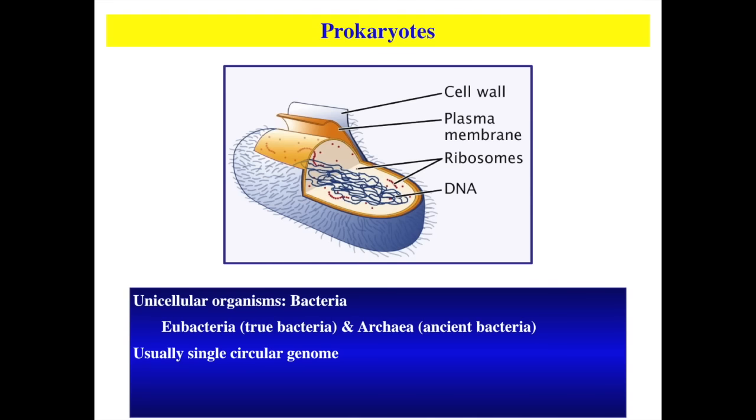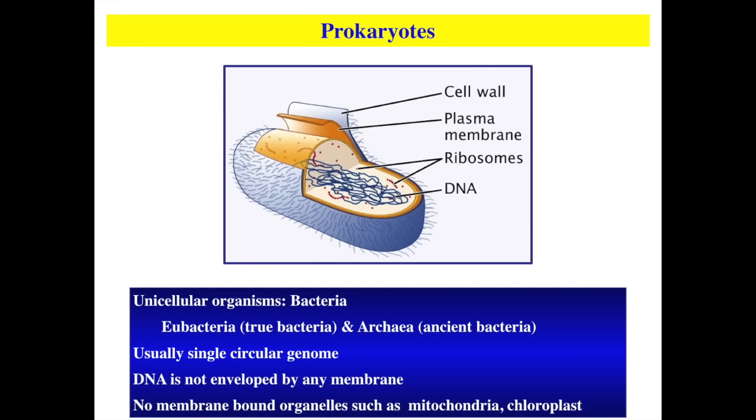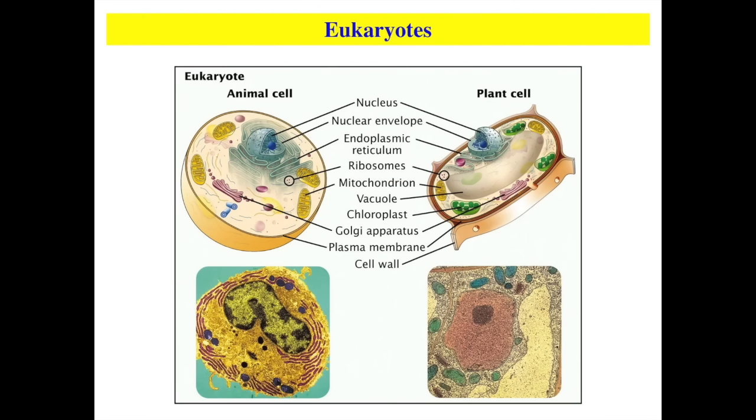Prokaryotes usually have a single circular genome. The DNA is not enveloped by any membrane, and there are no membrane-bound organelles such as mitochondria or chloroplasts. Eukaryotic cells are much more complicated. Here we have an animal cell on the left and a plant cell on the right.